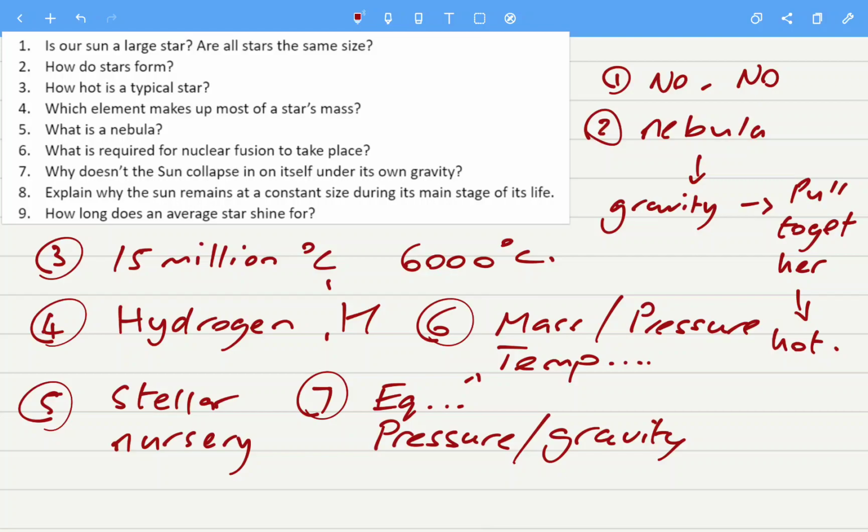And then finally, how long does the average star shine for? So that will be Mr. Robert Hooke at the end. Around 10 billion years. And our sun is around 4.6 billion years old. So around halfway through. Anyway, thanks for watching. I hope that helped. And I'll speak to you soon.